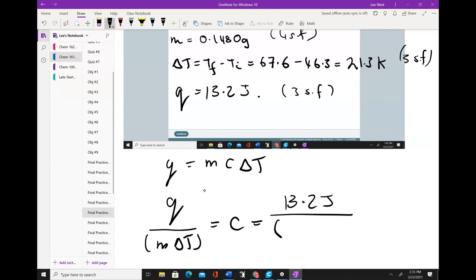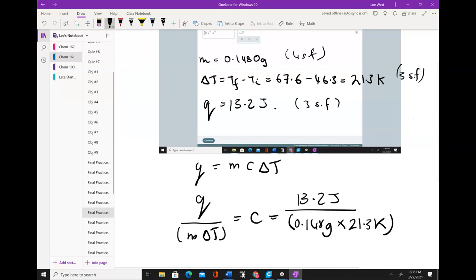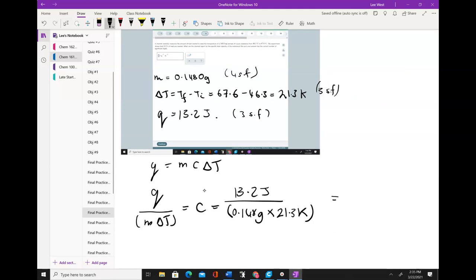13.2 joules divided by 0.148 grams times 21.3 Kelvin. There we go. All right, so now what do we end up with? Joules, grams, Kelvin. And we want this to 3 significant figures. So 13.2 divide, don't forget to put the bottom line in parentheses, 0.148 times 21.3, enter, and it ends up being 4.19 joules per gram per degree Kelvin.